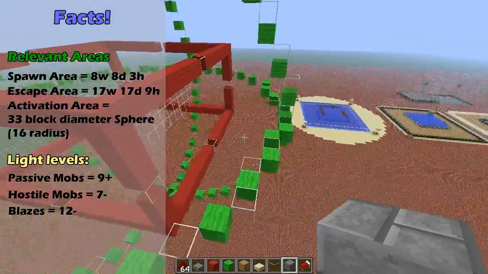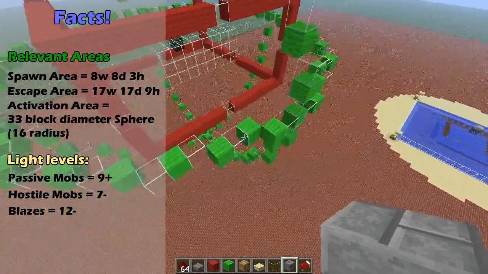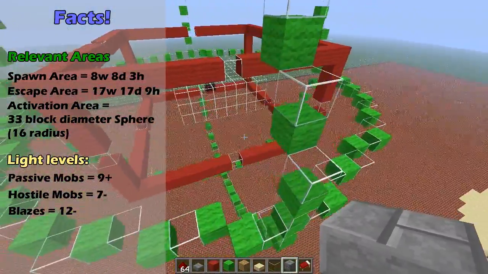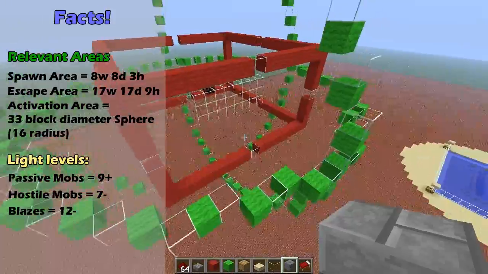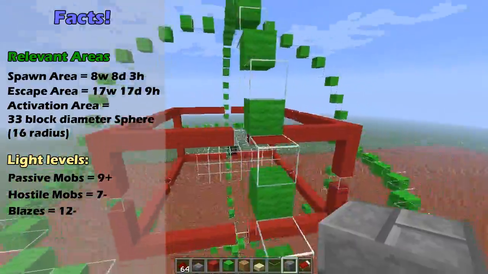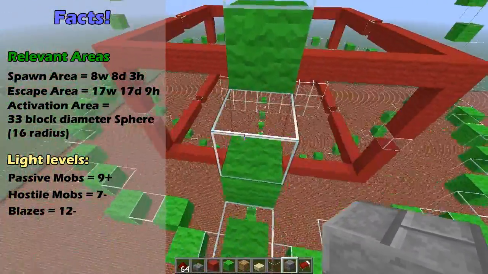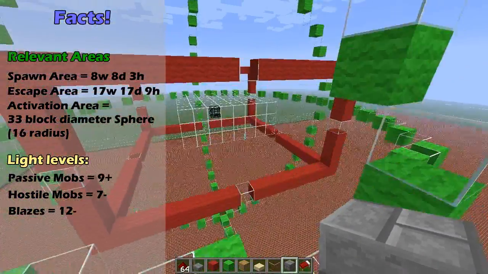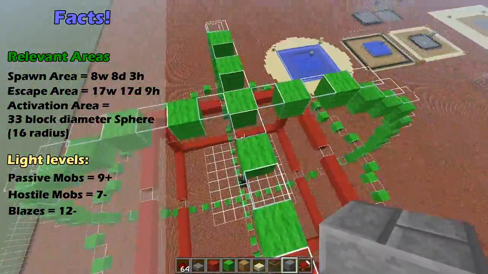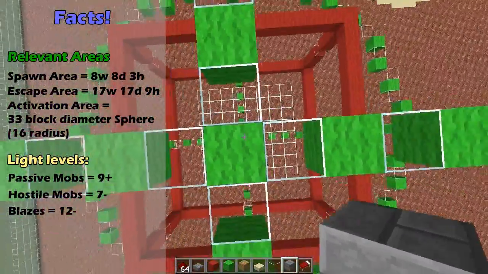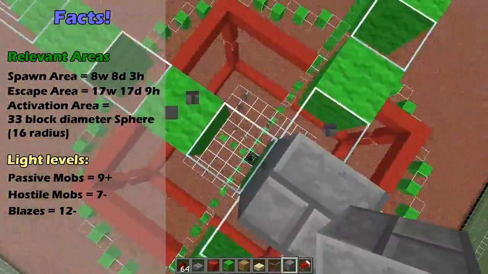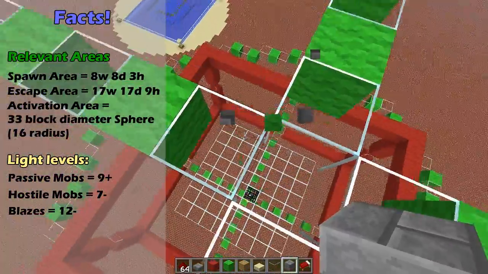Finally, we have the activation area, which is represented by the green wool glass sphere, and it is a sphere that is 33 in diameter directly from the spawner. Now, one thing you gotta remember though, and that I've actually taken into account on this particular model, is that it counts from your head, which means that if you are above it like this, you'll get a very flat shape, because even though you technically could go up one block here, here, here, you won't activate the spawner because your head is too far away.